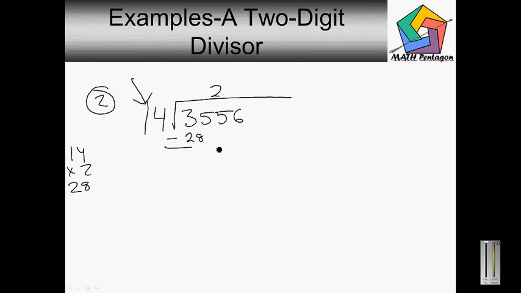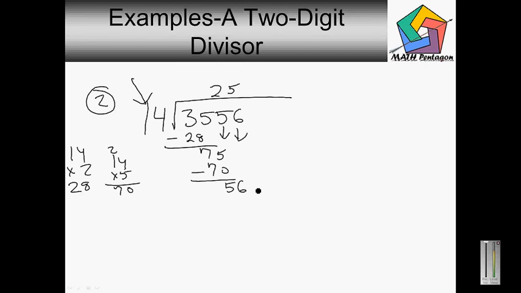So you put a 2 here. So we put the 28 here. 35 minus 28, that is 7. Drop down the 5. 14 goes into 75. The closest would be 14 times 5. That's 70. So we would put 5 here. 14 times 5 is 70. 75 minus 70 is 5.